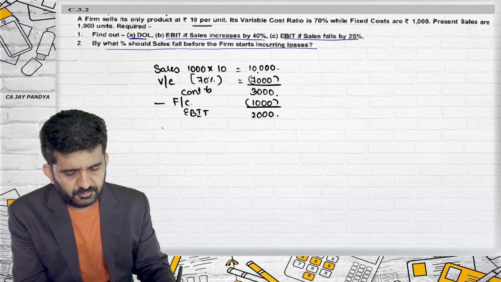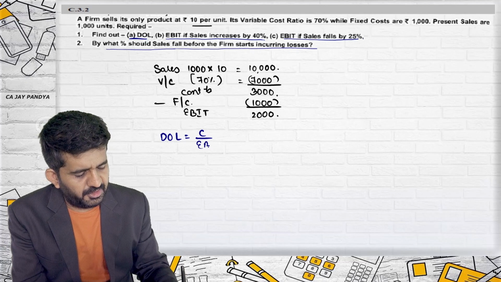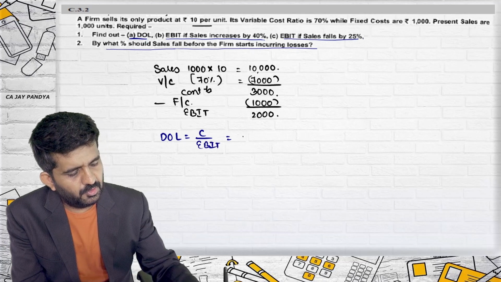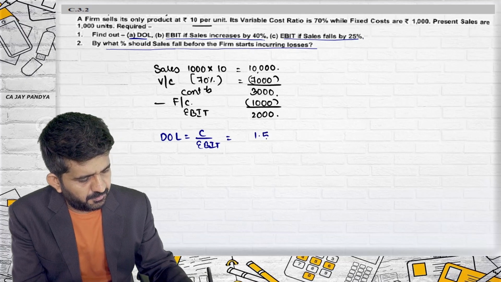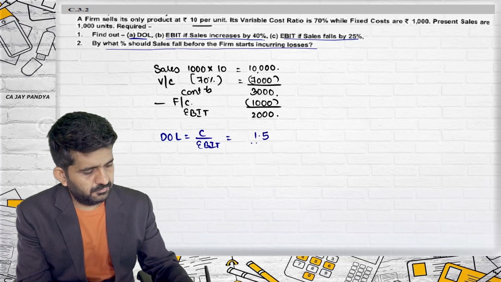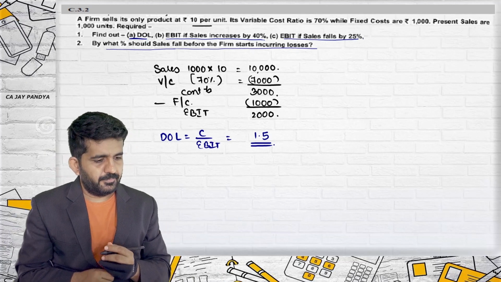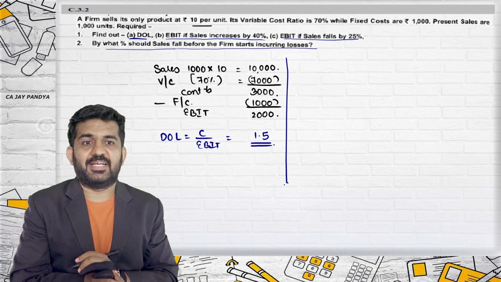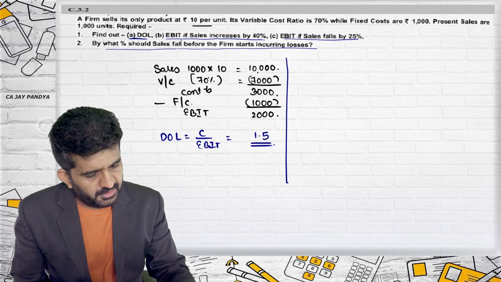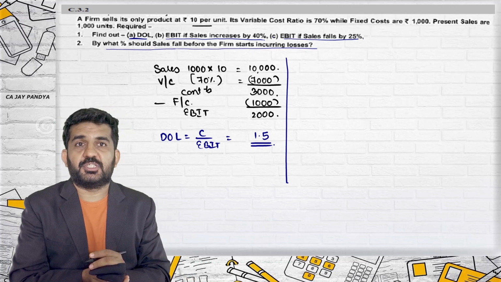What will be EBIT? 2,000. What will be DOL? Contribution upon EBIT. Contribution is 3,000 divided by 2,000. That is 1.5. This is the degree of operating leverage. Let me solve the second sum: EBIT if sales increases by 40%.